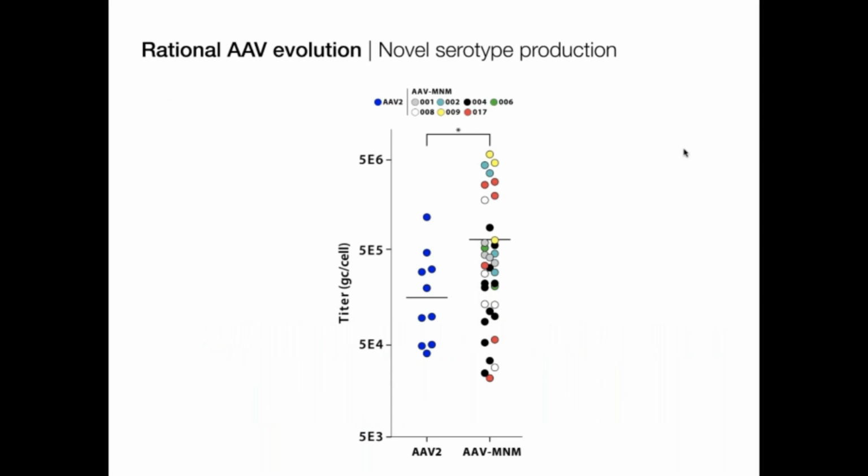And this is basically showing the same. In blue, AAV2, and to the right, we have our different versions of M&M capsids, as we call them. And once again, we could produce them with higher efficiency.